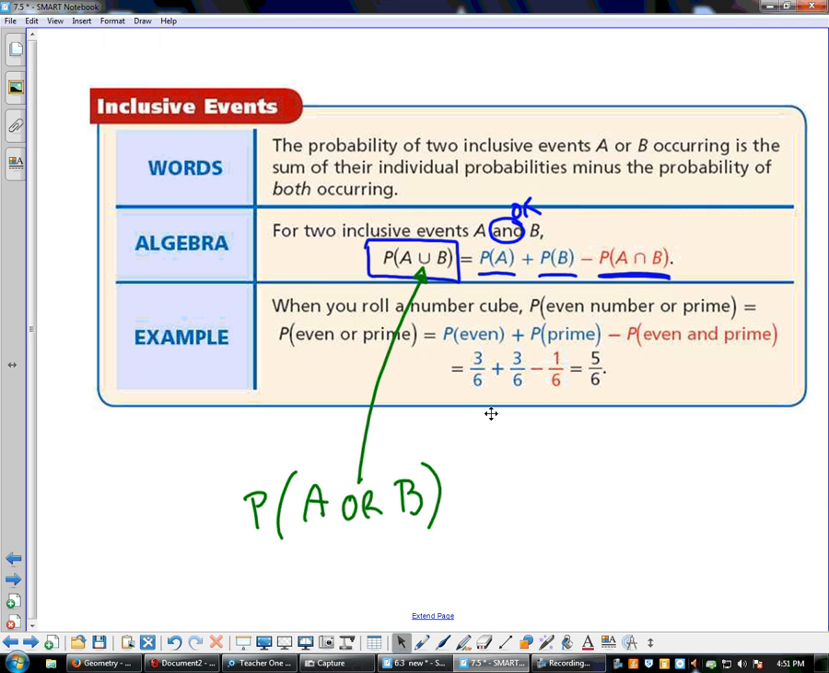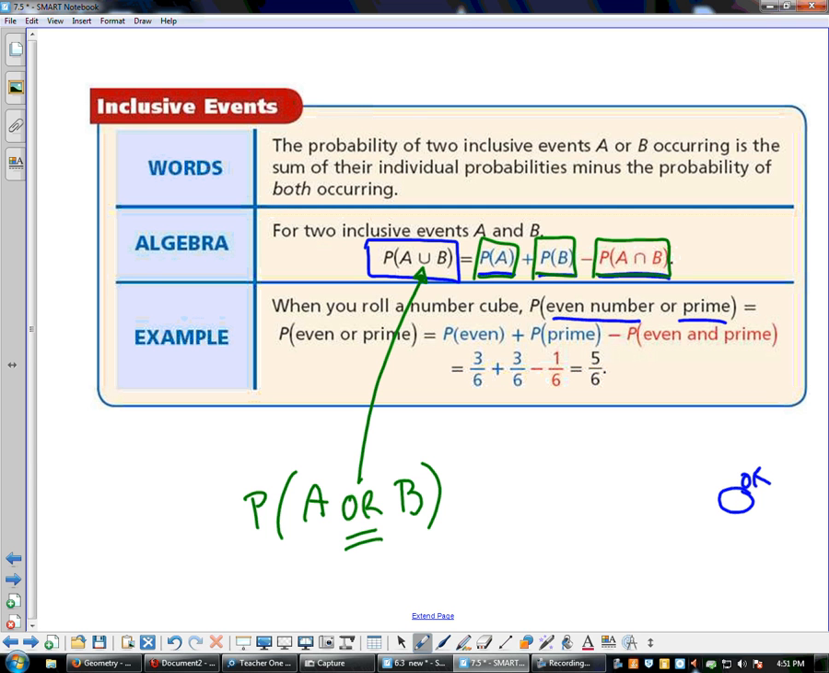So for two inclusive events, A and B, I don't want to have this word here because this word is supposed to be right here. So for two events, A and B, the probability of A union B, where the union means or, so the probability that A happens or B happens, is going to be the probability that A happens plus the probability that B happens, and we have to subtract off any overlap when A and B happen at the same time.